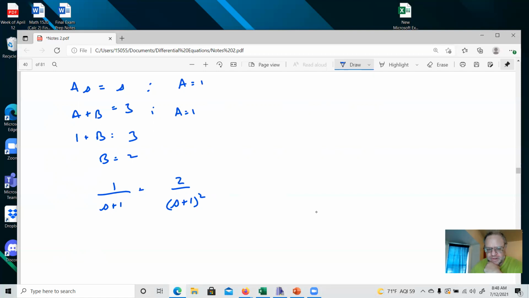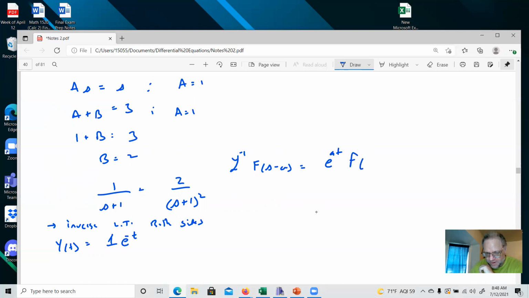Now remember the inverse Laplace transform. So we're taking the inverse Laplace transform of both sides. On one side we have y of t, and this is 1 times e to the negative t, because the inverse Laplace transform of F of s minus a is equal to e to the at f of t. So 1 over s plus 1 is e to the negative t, plus, for this one we want 2 times 1 factorial. So that's 2 times t e to the negative t.